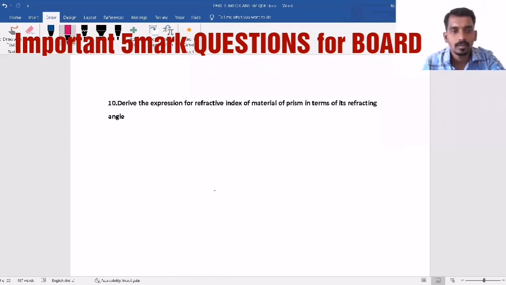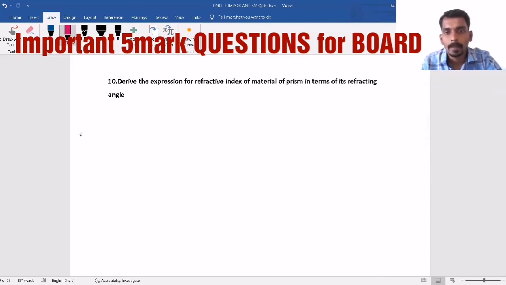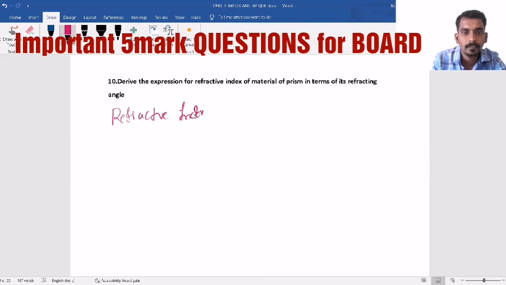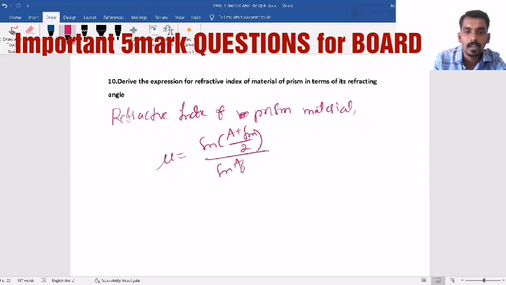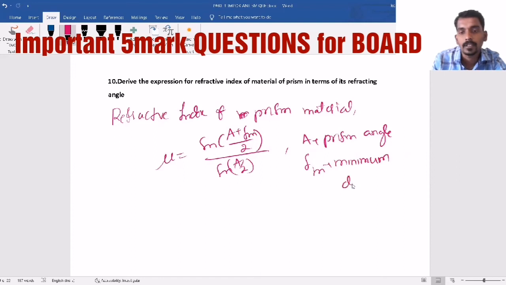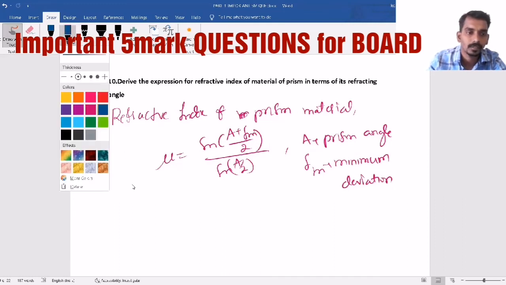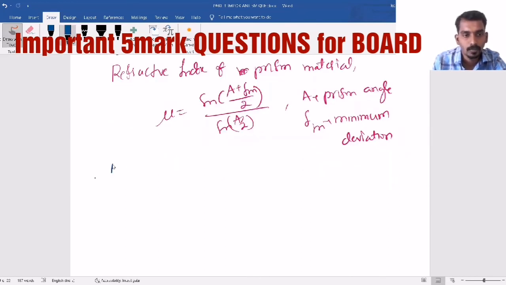Now the last question. Derive the expression for refractive index of the material of a prism in terms of its refracting angle. Now the refractive index of the prism material is given by mu equal to sine of (A plus delta m) by 2 divided by sine of A by 2, where A is the prism angle or refracting angle or angle of prism, and delta m is the minimum deviation. Let's try to prove this one. Now let's prove it.